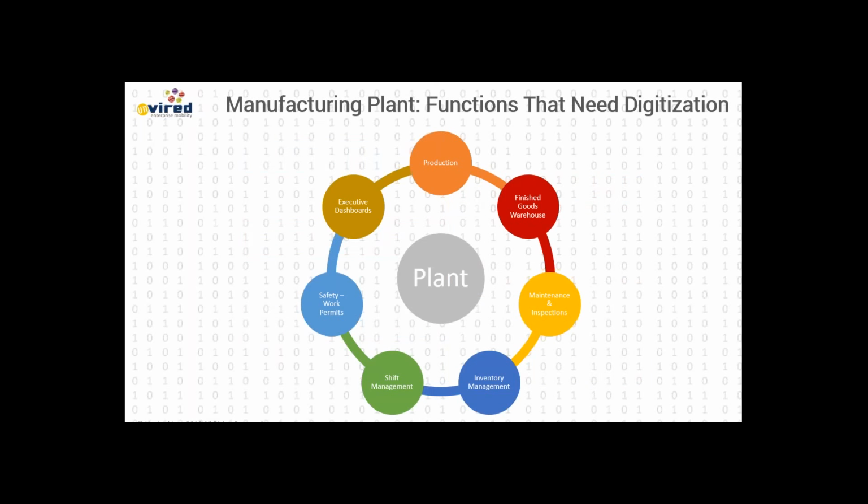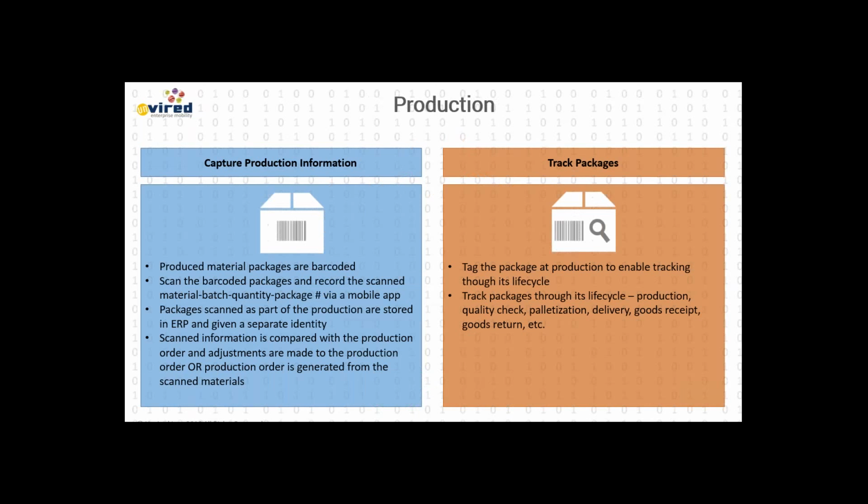In a manufacturing plant, what are those functions that really need digitization? All functions of a manufacturing plant really require digitization, be it production, the finished goods warehouse, the maintenance and inspections department, or inventory management for the maintenance department, shift management, managing safety and work permits, or finally the executive dashboards. All functions of a manufacturing plant lend well to digitization, and the plant becomes completely digital when all these are linked together in a seamless, coherent strategy.